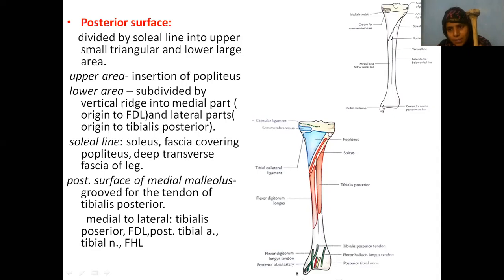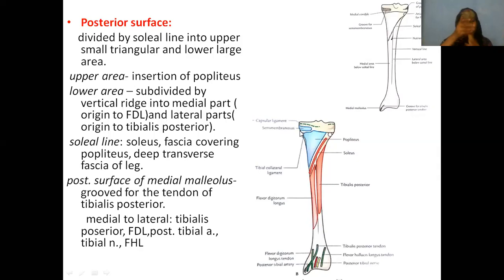Towards the medial malleolus, this is the medial half of the posterior surface. Away from the medial malleolus, this is the lateral area of the posterior surface. If you have a bone in your hand, you can appreciate these features better. These are difficult to show even in a video. This is the soleal line. This is the vertical line which divides it into the medial half and the lateral half. Try to appreciate it in this picture. That is the soleal line.